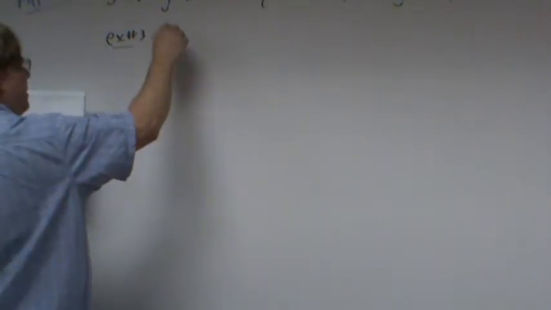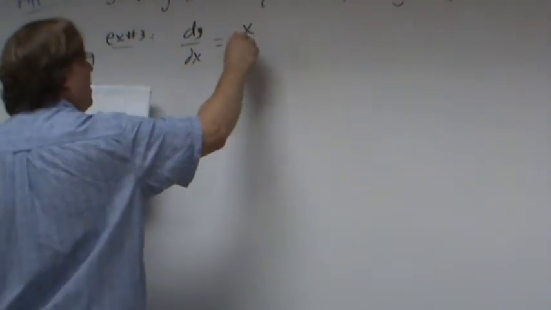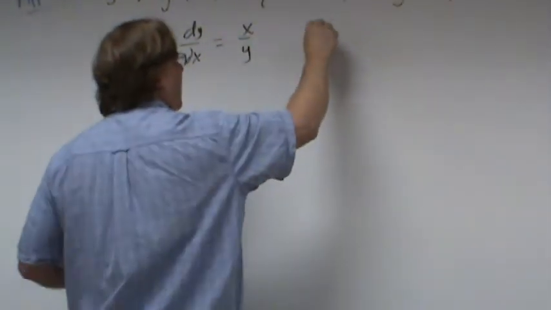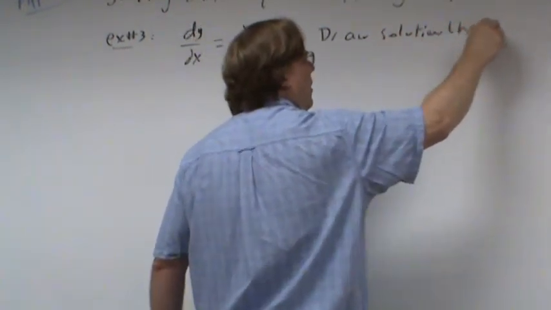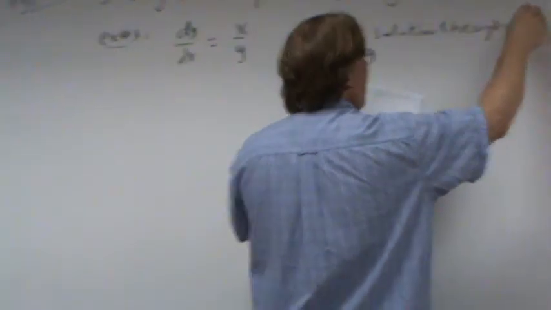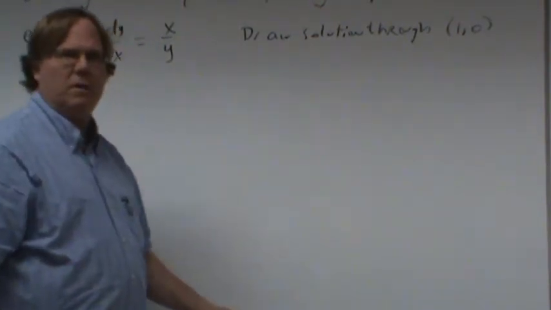Please do me a favor and draw the slope field of example number 3. And please be quicker about your dots, I don't want to have to spend 5 minutes with you guys making dots. dy/dx equals x over y, and then draw the solution through the point 1, 0. Okay, good luck. Please do the slope field for that. This is going to be a little harder. Negative 3 to 3, just like before.